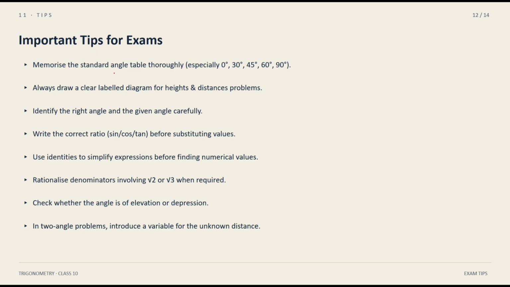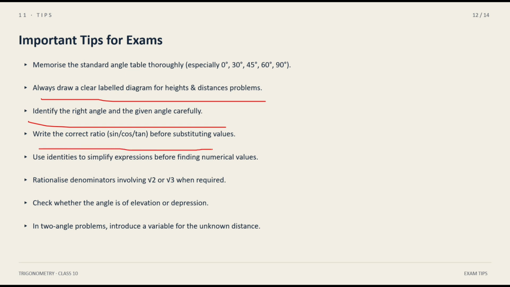Different tips for the exams: memorize the standard tables in which we study the different standard angles of sin, cos and tan, all the angles. Always draw a clean labelled diagram for height and distance to solve clearly and understand the aspects very easily. Identify the right angle in the given triangle carefully, and write the correct ratio, sin, cos or tan, before substituting values. Use identities or simplify the expressions before finding numerical values. Rationalize the denominator if it involves root 2, root 3 or root 5 when required. Check whether the angle is elevation or depression. In two angle problems, introduce a variable for the unknown distance.